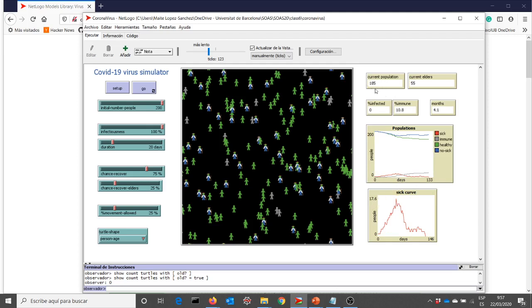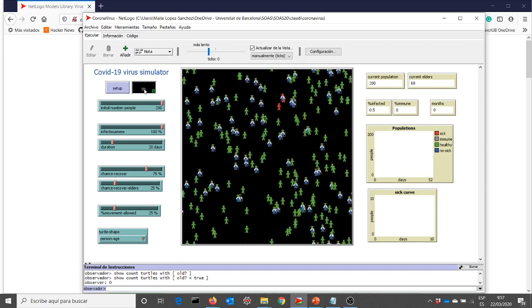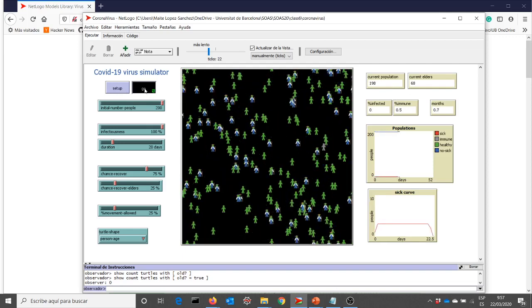So only a few people get the disease, including elders. We can do this once more. Here we have the sick person, but it finishes very quickly. Okay. So we can play with how much movement is allowed to see the effect on the population.